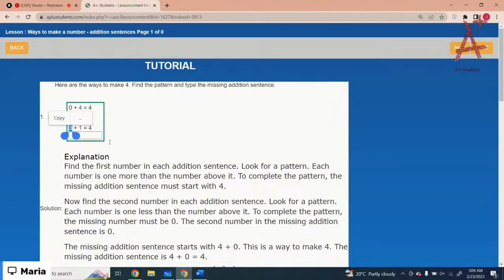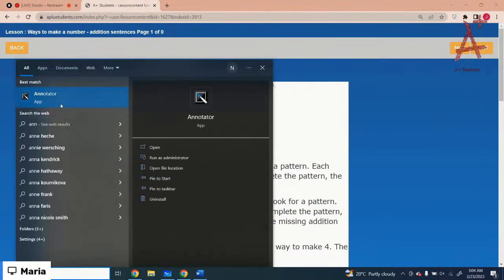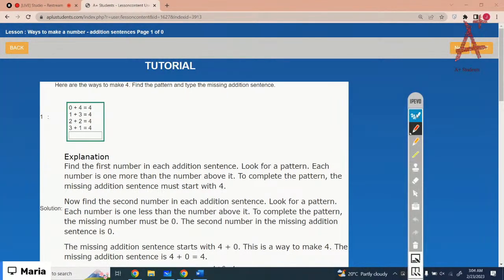Each number is one more than the number above it. The first time it is 0, then 1, then 2, then 3, and then 4. Just the first number in every sentence. That means the next number is 1 more than the previous one. So right after 3 you have 4. It would be 4.